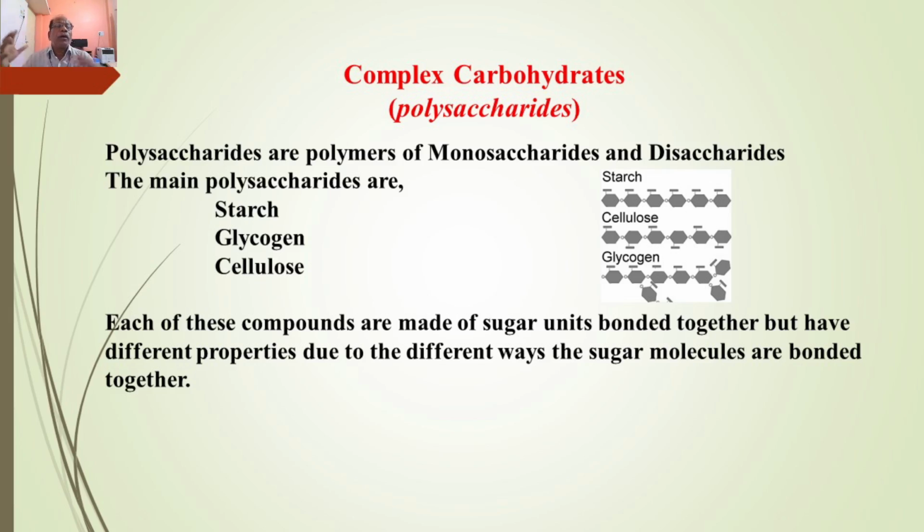monosaccharides. The joining of a large number of monosaccharides, the monomers, in the form of monosaccharides or disaccharides will result in the formation of complex carbohydrates such as polysaccharides, for example starch, cellulose and glycogen. Each of these compounds is made of sugar units bonded together but has different properties due to the different ways the sugar molecules are bonded together.